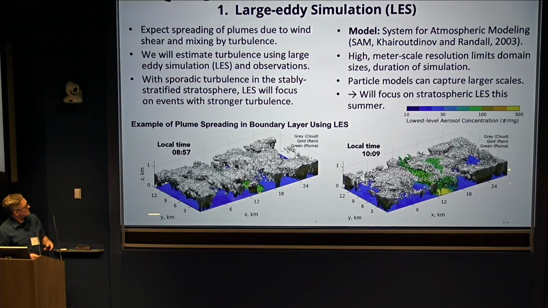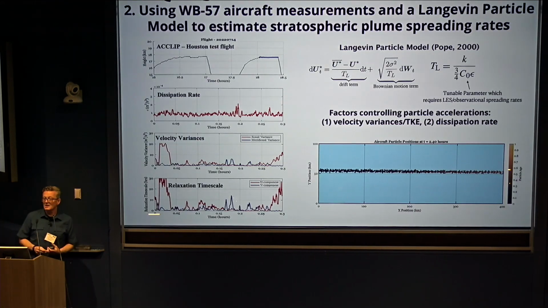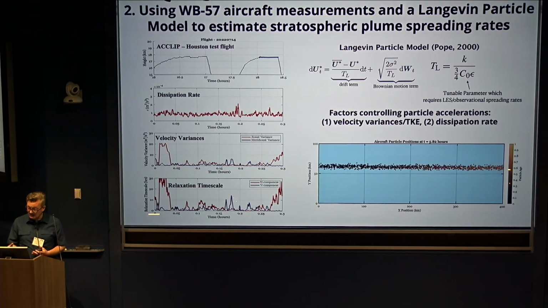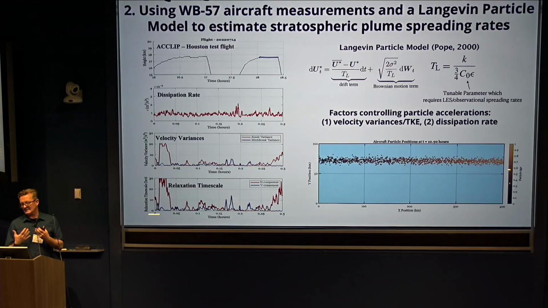And this is just showing you a boundary layer simulation where we have a plume coming in and looking at different times, and we can look at the evolution of the plume over time. And then using that, we explicitly resolve the turbulence. We can use those turbulence parameters to drive a Langevin particle model. In this case, we're not driving it with LES. We are doing that in the boundary layer. This is just a model that can basically represent a little bit more complexity of the plume spreading.